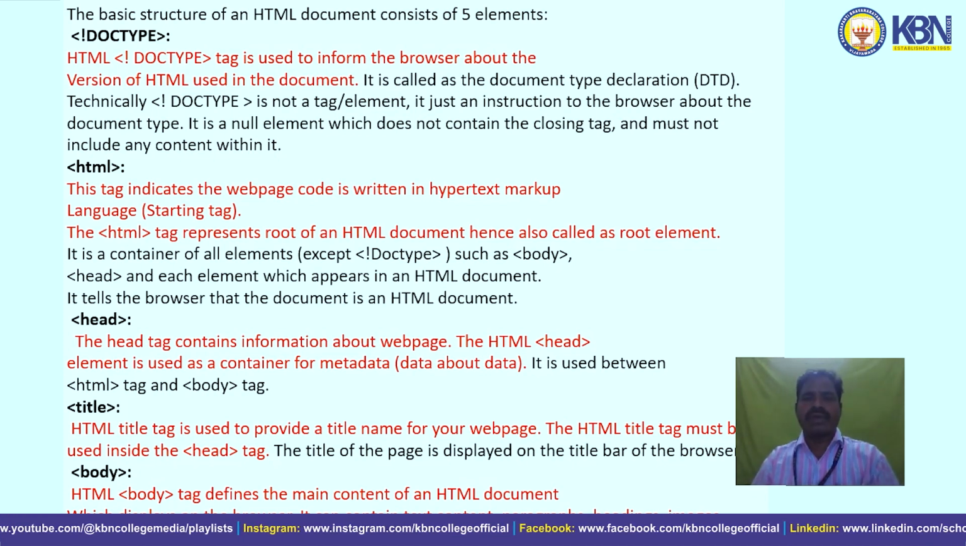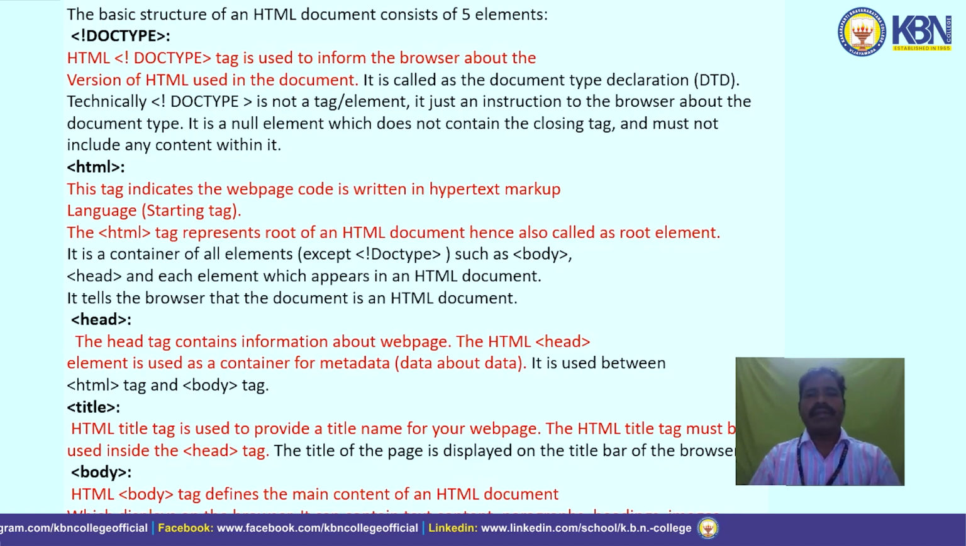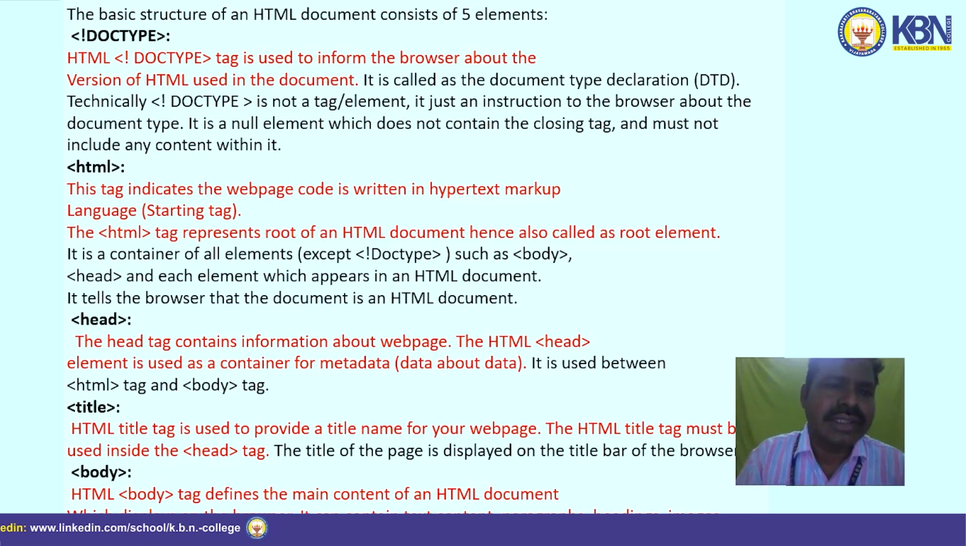Which version can you use on your personal computer? Which version can you use in this HTML document? The doc type is what indicates the version of the HTML document. First one, doc type. It is used to inform the browser about the version of HTML used in this document.